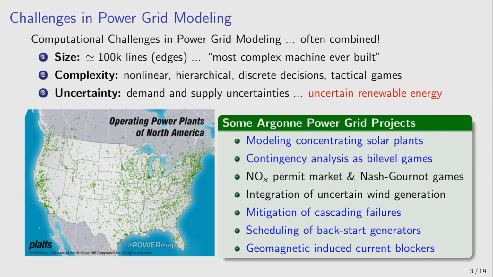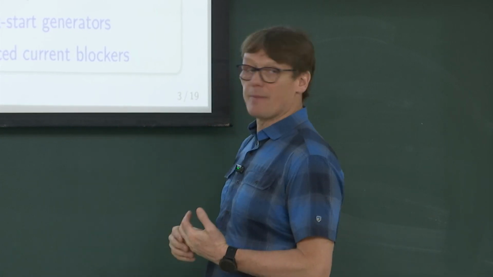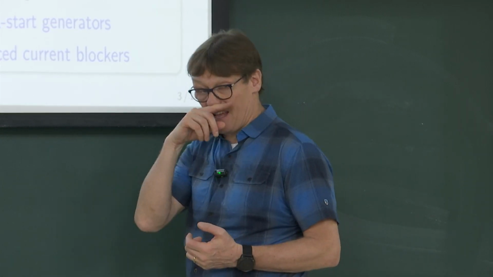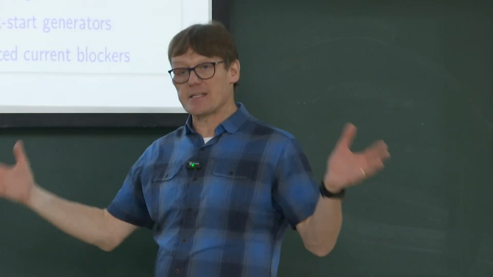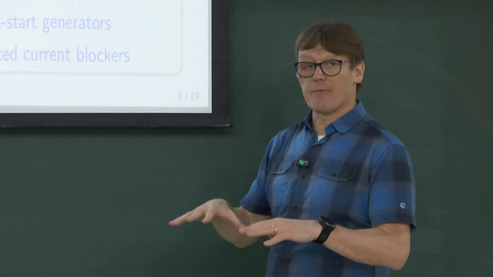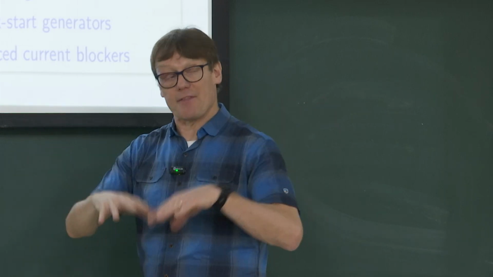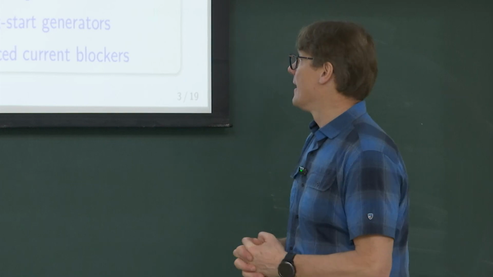The integration of uncertain wind generation is something that colleagues of mine have done at Argonne. Mitigation of cascading failures. If you have interconnected systems and part of the system fails, how do you respond to it? The scheduling of black start generators is really interesting. So that's a problem where the power grid has been down, and now to restart the grid is actually a really difficult operation. And there are some generators which can restart from scratch. Other generators actually need power on the lines before they can come back up.